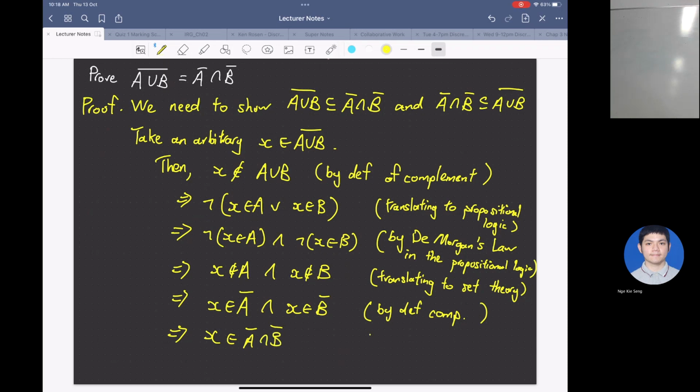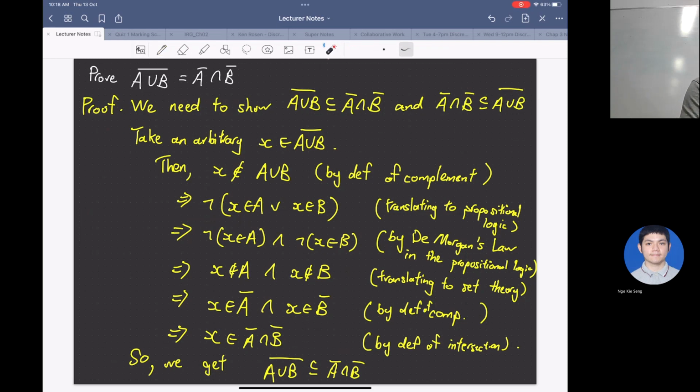Okay, this one is by definition of intersection. Okay, so we get A union B is in the subset. Okay, so I left the other one as an exercise. Do similar steps.